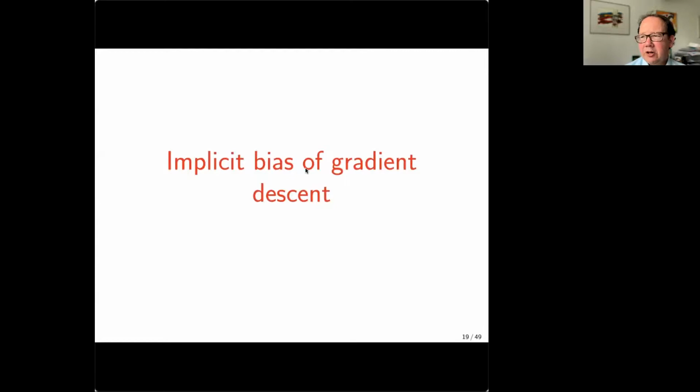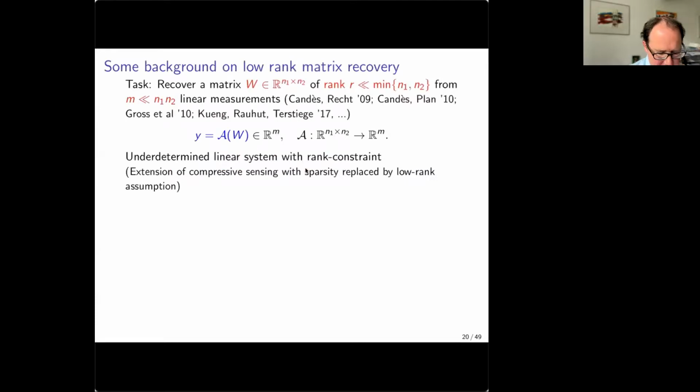Okay, so this was about convergence, but let's now come back to the implicit bias. Let me first say a little bit about some background on low rank matrix recovery, because we would like to connect to that area. Here the task is to recover a matrix of small rank from linear measurements. This is the extension of compressive sensing. We get as information y equals this measurement map A applied to W. And we have less information, so this M is smaller than the matrix dimension.